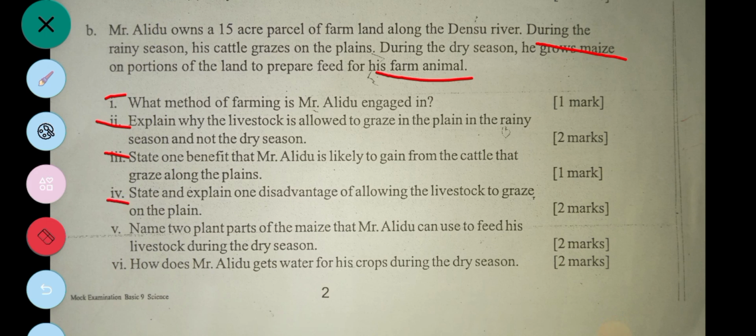Then the next question says, state and explain one disadvantage of allowing the livestock to graze on the plain land. It can lead to overgrazing. It can also in turn lead to soil erosion when it rains.